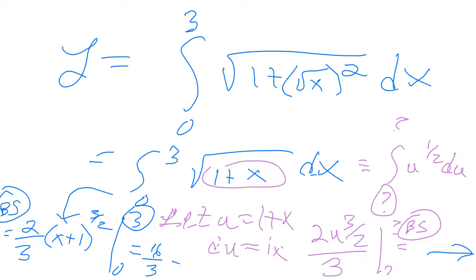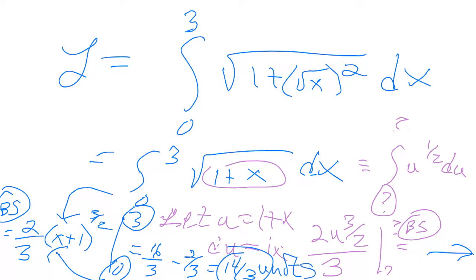Minus, and then if I plug in the 0, I get something. So it doesn't go to 0. It's 1 to the 3/2 power. 1 to any power bigger than or equal to 0 is 1, right? So it's minus 2/3. What does that equal? That equals 14/3 units. Now, if this is in meters or centimeters or inches, we would label it that way. But it's 14/3 units. And once again, if I'm drawing a graph of that and it looks like this, some arc length from 0 to 3, that is the length.